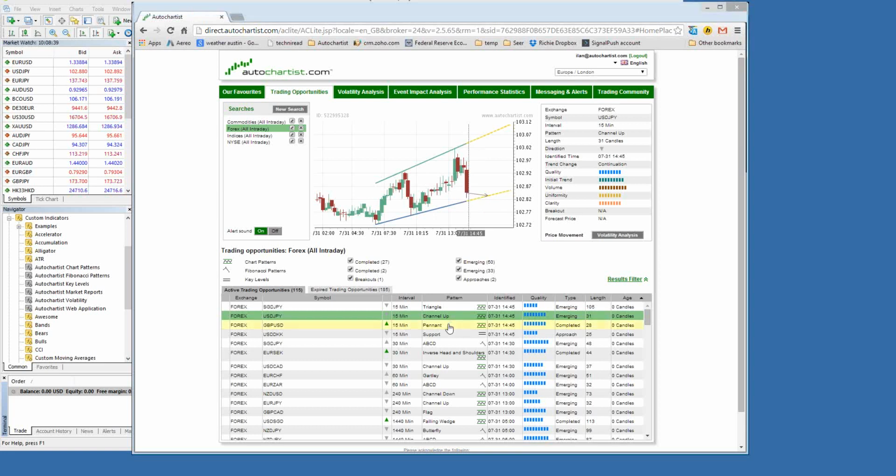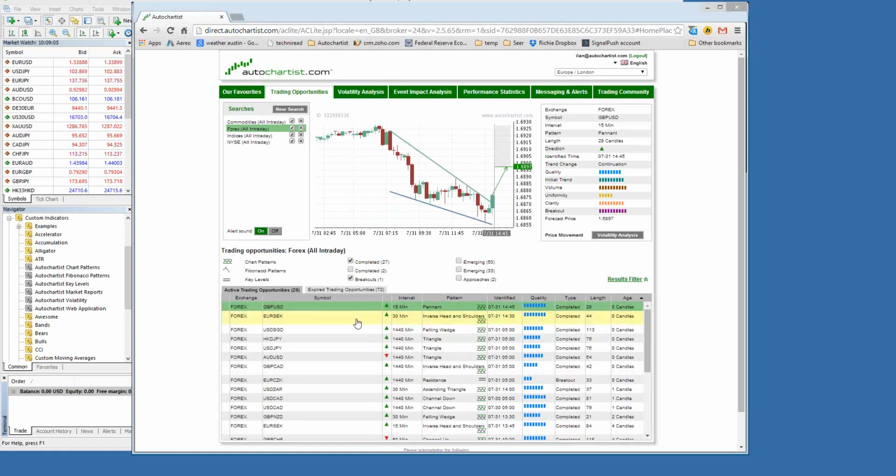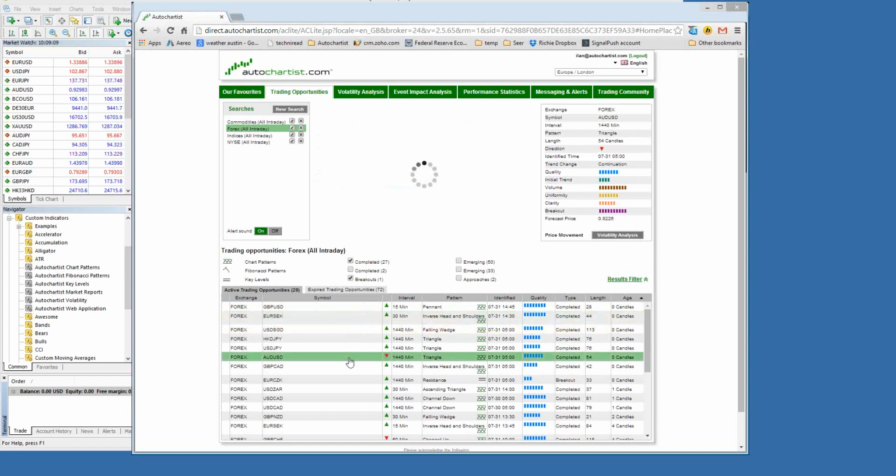Okay. Now, if we look at this example over here, this chart pattern here, GBPUSD, has broken through a resistance level, and this is why there is a green arrow, right? If we actually uncheck in the filter section, we uncheck all the emerging, you'll actually see that we'll be left with just green and red arrows, right? So that means these are all the breakout patterns.